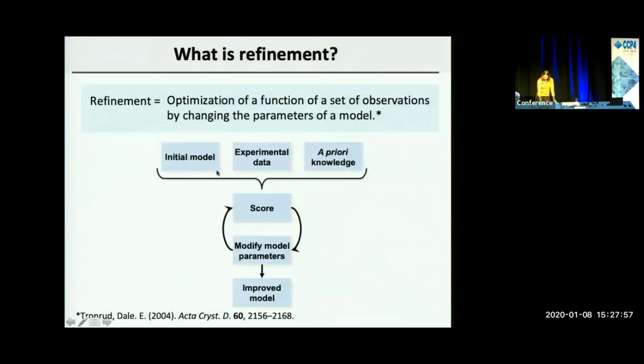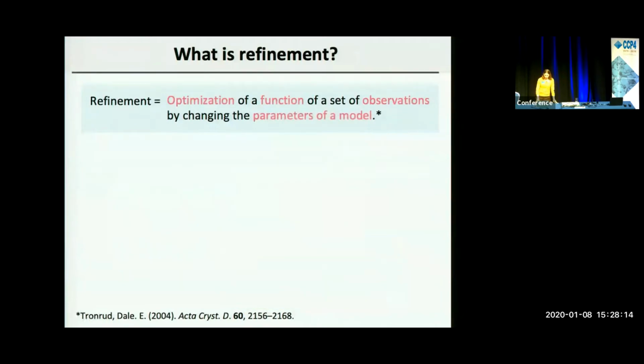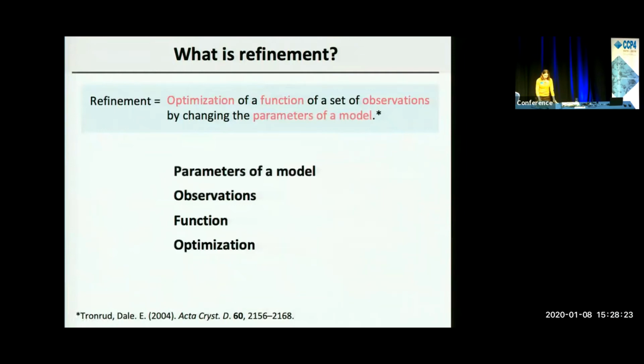We use all this information to score the model against the map. And then we modify the model parameters in order to get a better score. And then we possibly repeat this. And at the end, we get hopefully a better model. So let's go back to that definition. There are a few keywords here highlighted in red. These are the parameters of a model, the observations, the function, and the optimization. So I will go through the first three keywords here. I will not talk about optimization because we don't have so much time.